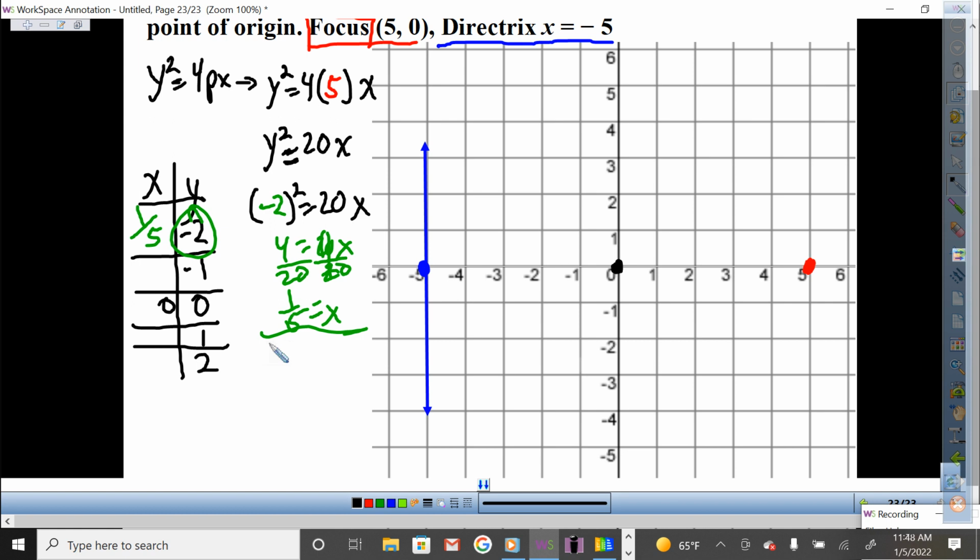One more. -1. That's 1 equals 20x. 1/20 equals x.